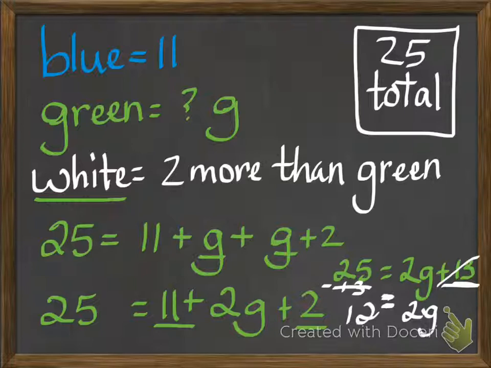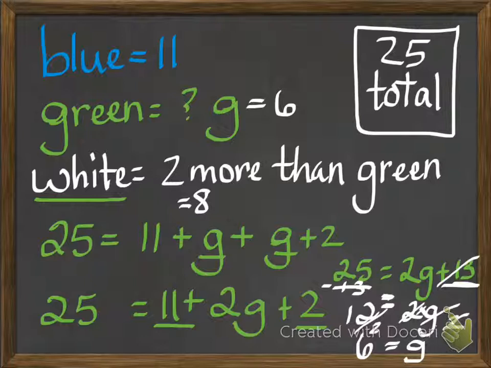What I'm doing right here with the 2 and the g is really multiplication, 2 times g. To get rid of the 2, I'm going to do the inverse operation, the opposite. So I'm going to divide it by 2. And then that cancels out the 2. And if I do it on one side, I have to do it on the other. So 12 divided by 2 is 6. So g equals 6. Okay, so if I know that g equals 6, then 2 more than green, or 2 more than g, would equal 8.